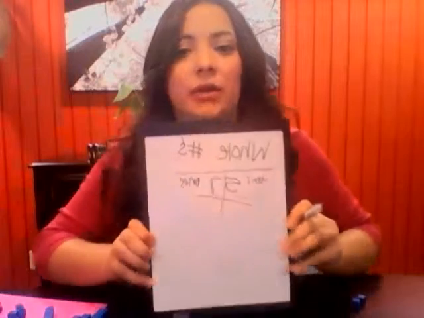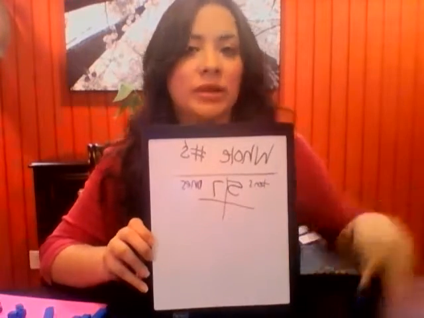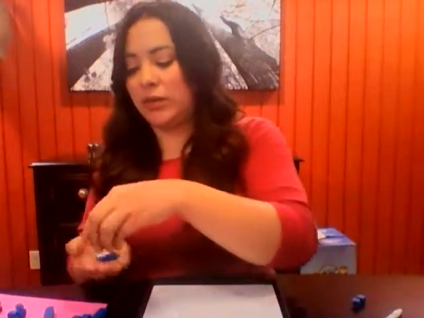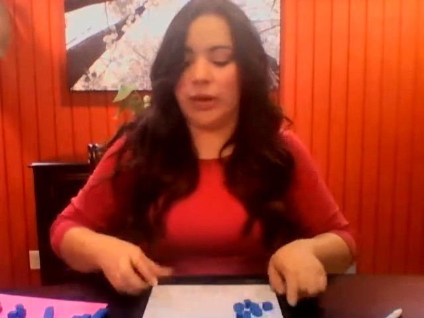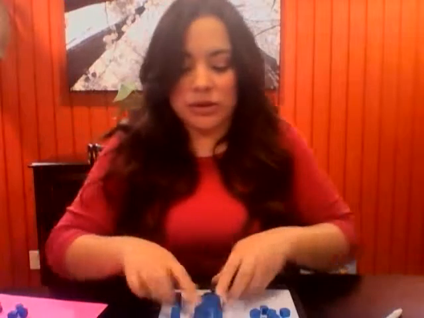And I would ask them, how many ones do we have? We have 7 ones. Okay. So we would need 7 of the ones block. 4, 5, 6, 7. I would then ask them, how many tens do we have? Well, we have 5. So we would do 5 of the tens block.